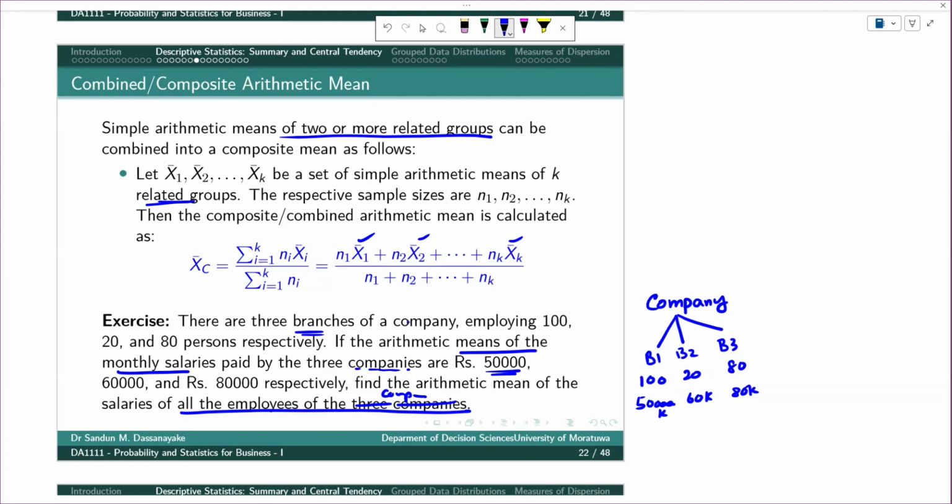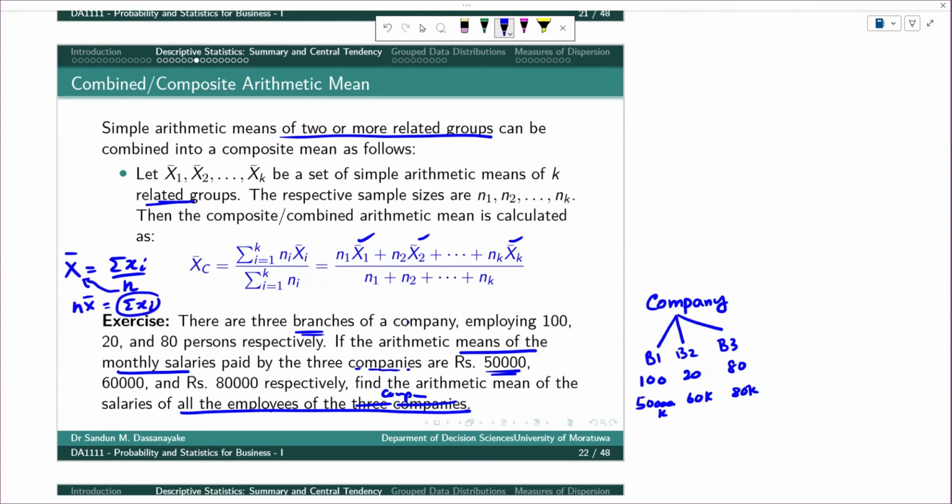So you can get the composite mean or the combined arithmetic mean by simply multiplying the mean by a number. Because in general, what do we have? If you have X bar defined as sigma xi divided by n, simply getting this n out, n times X bar would give you sigma xi. That's the combination of all the things.